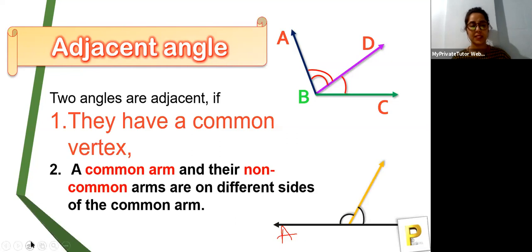Okay, let's take some other letters. We'll take this as P, this will be Q, here it is R, and here it is O. So you guys tell me now, which arm is the common arm from this? Which one is the common arm? Come on, quickly tell me which is the common arm.